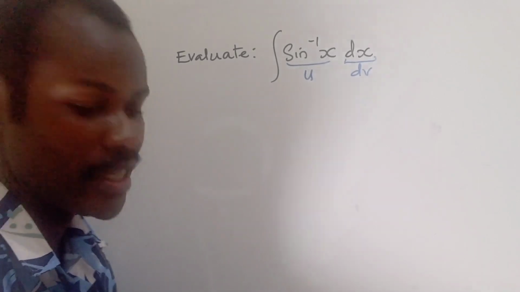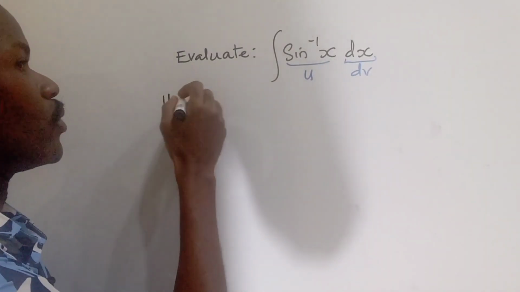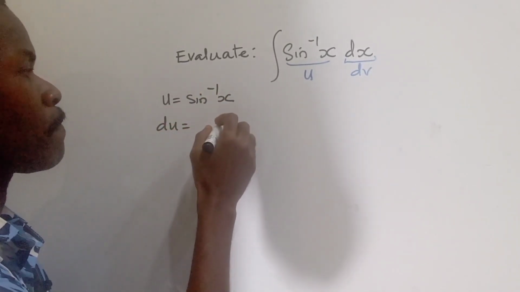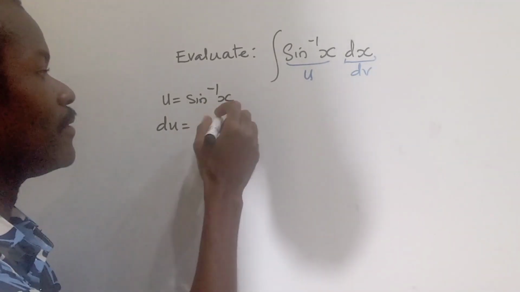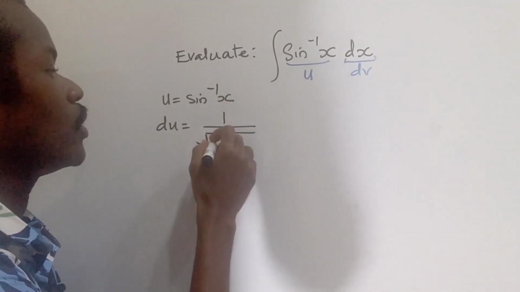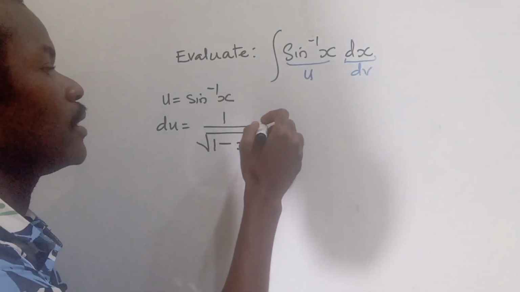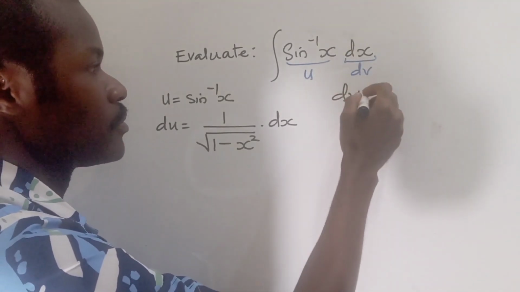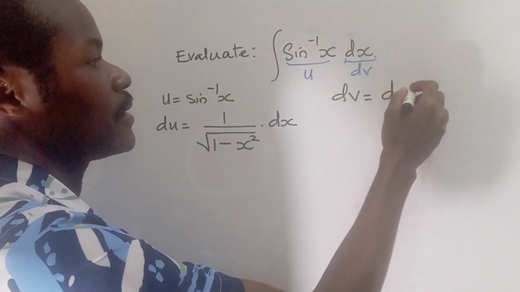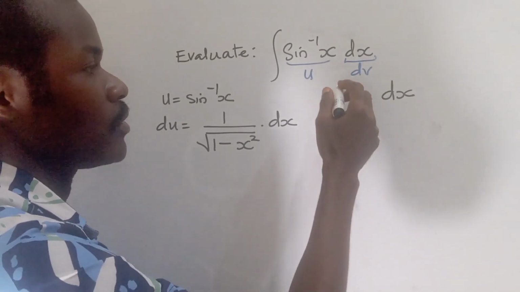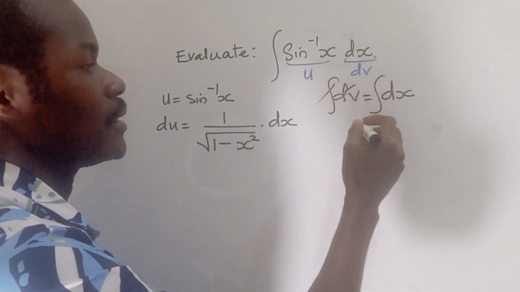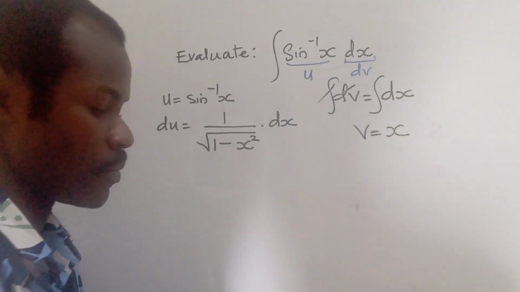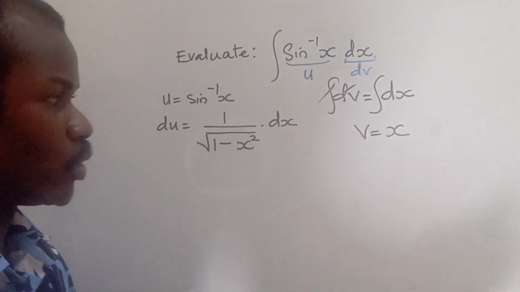So now that we've been able to get that, my u is sine inverse of x. So our du is going to be, there's a standard, the derivative of sine inverse is 1 over square root of 1 minus x squared, multiplied by dx. Now, our dv is equal to dx. So how do I get my v? I'll take the integral of both sides, and the integral of 1 dx is simply x.